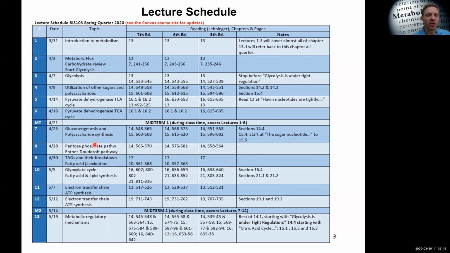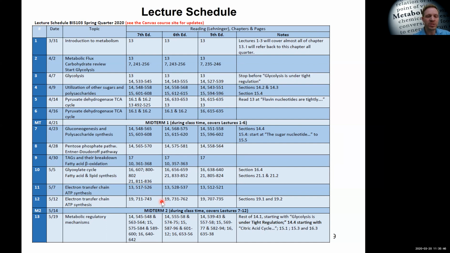So we'll look into how we can break down and produce fats as another energy resource. We'll move into the electron transfer chain and the production of ATP, so one of really key pathways for the production of energy-rich compounds. And so this material then will make up largely the material for our second midterm.